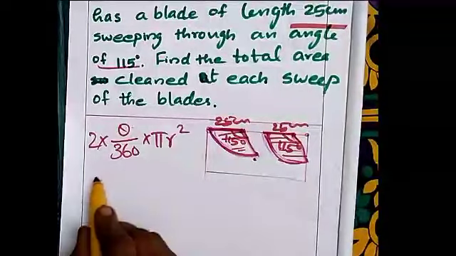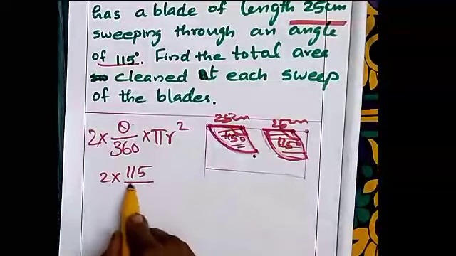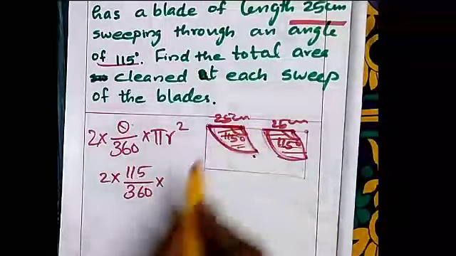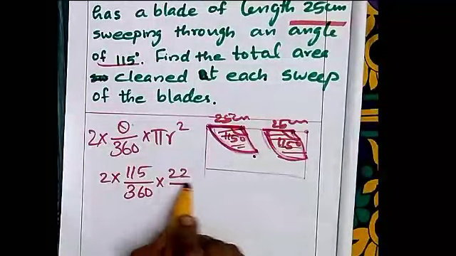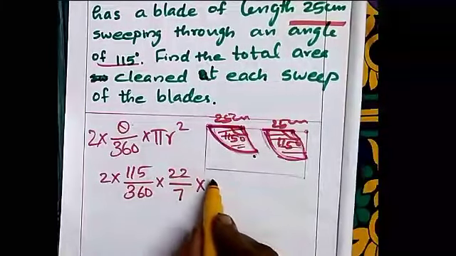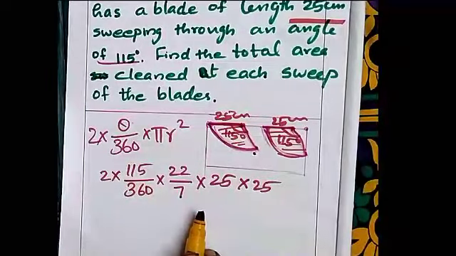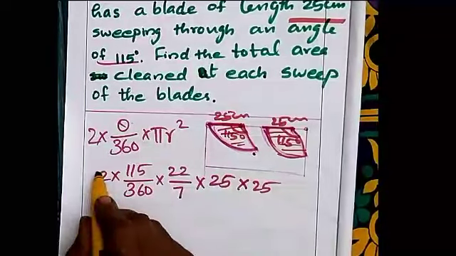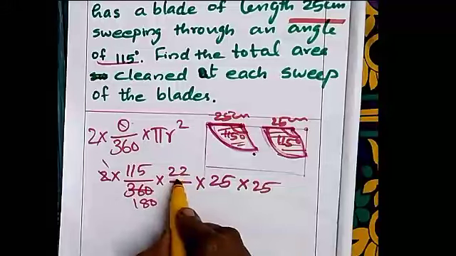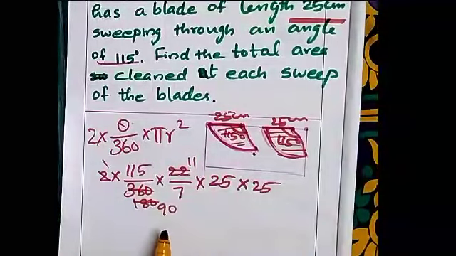Now we are calculating that. It is 2 into, what is theta? 115 by 360 degrees into, what is the value of pi? The value of pi is not given, so we can take it as 22 by 7 into the radius 25 into 25. Now you can cancel the common factors. Here we can cancel 2 and you are getting 180. Again with this 22 you can cancel it as 11 and here it is 90.